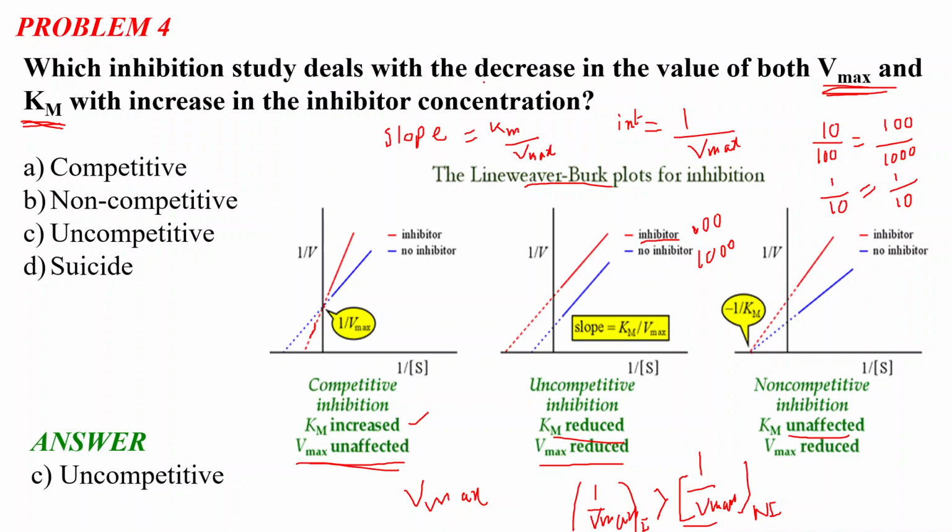The question asks which of the types deals with the decrease of values of both Vmax and Km. The correct answer will be uncompetitive inhibition. Just remember how the graphs look for these three kinds of inhibitors, so you can answer this kind of question easily.